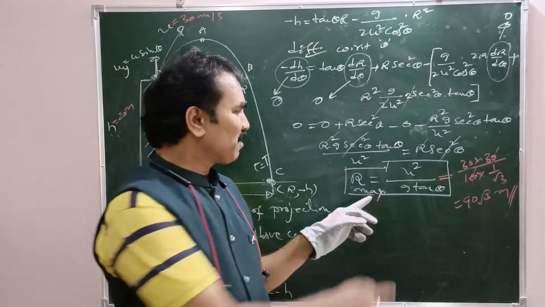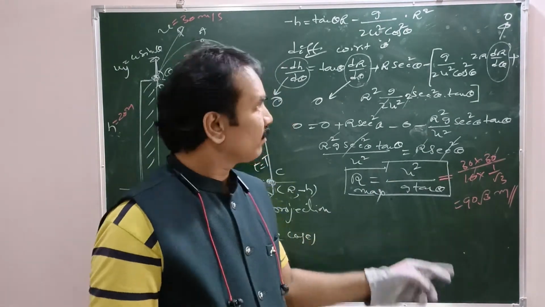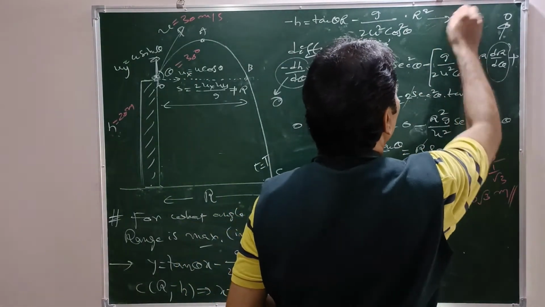Here we have maximum range. What is the maximum range? R max equals u square by g tan theta. Here, minus h equals so and so. Say this one number 1.